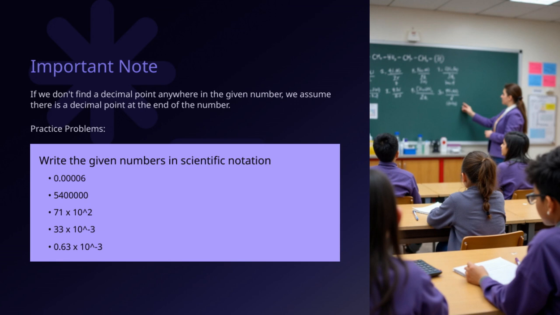Finally, 0.00006. We want to express this as a number between 1 and 10 multiplied by a power of 10. Moving the decimal 5 places to the right gives us 6, and because we moved it to the right, the exponent becomes negative, so it's 6 times 10 to the negative 5. Understanding how to convert numbers to scientific notation helps us handle very large or very small numbers more easily, which is especially useful in scientific calculations.